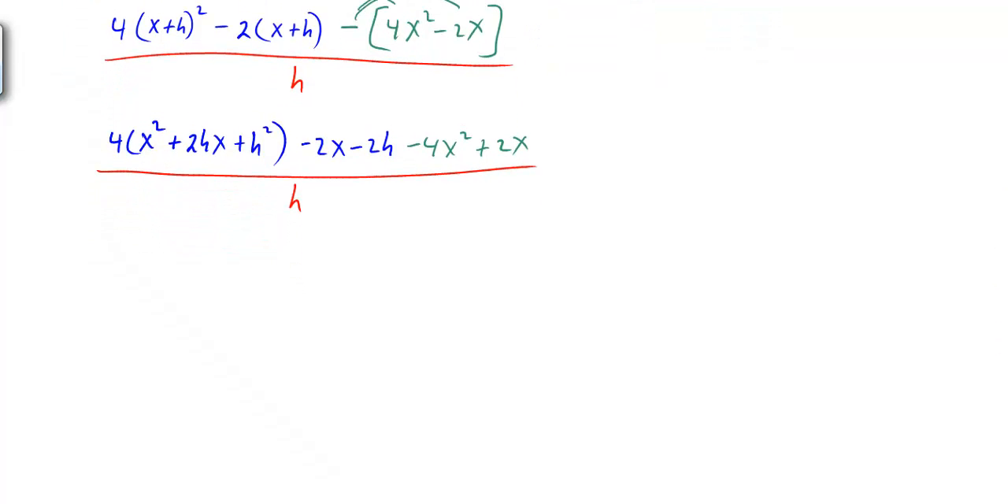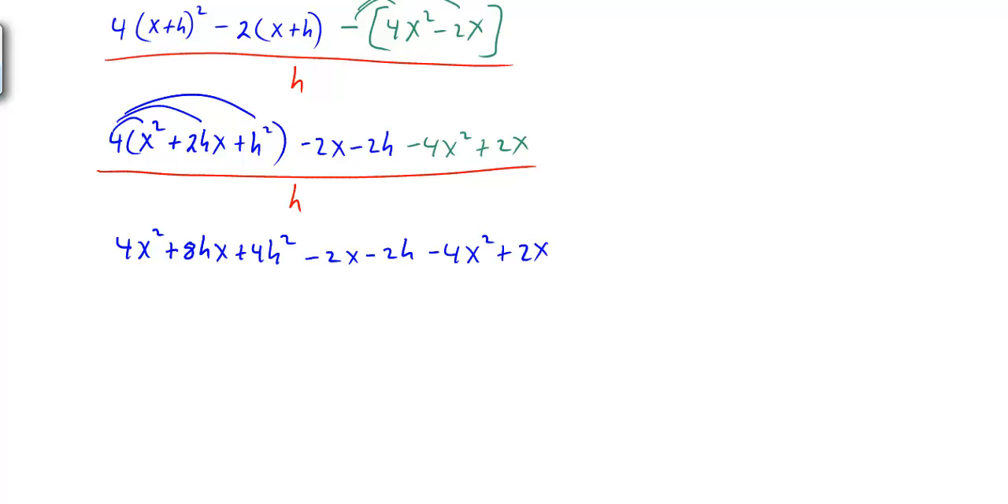And if we continue to simplify the numerator, we can distribute the 4. And we would have 4x squared plus 8hx plus 4h squared. And notice now, this is the part I want you to pay close attention to. I'll just go ahead and bring it down for this step: negative 2x minus 2h minus 4x squared plus 2x, all divided by h.